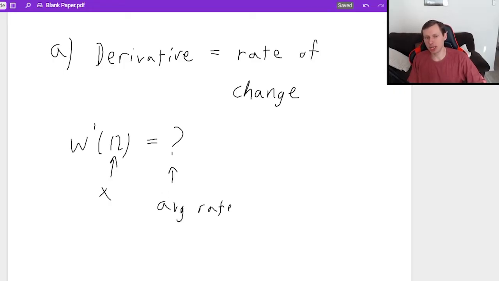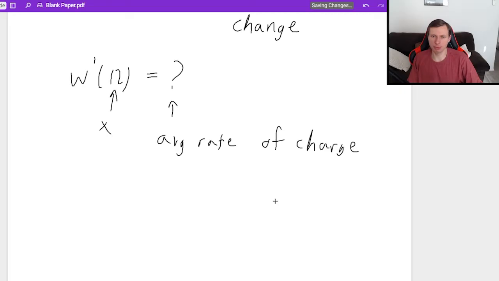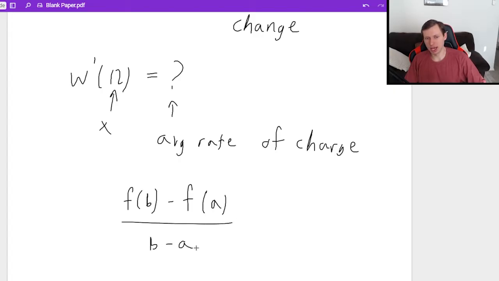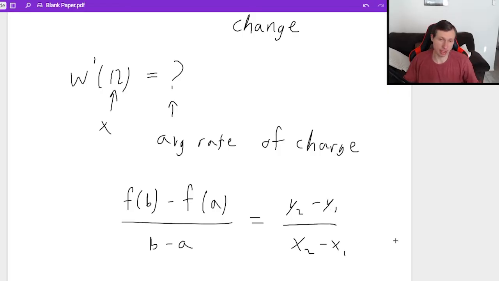average rate of change formula, which is a formula that I'm not even sure if I've ever given you, but I know for a fact you've seen it before if you've ever taken Algebra 1, which I know some of you have maybe done. But the average rate of change basically says f of b minus f of a over b minus a. You may also know it as y2 minus y1 over x2 minus x1, because that's the same thing. It's kind of just the slope formula from Algebra 1.